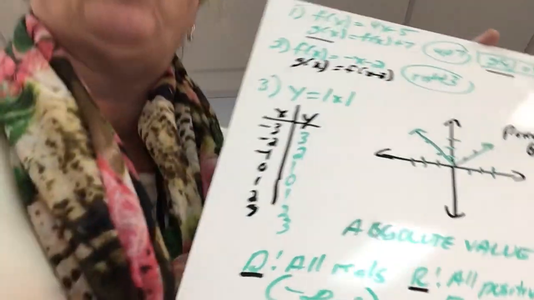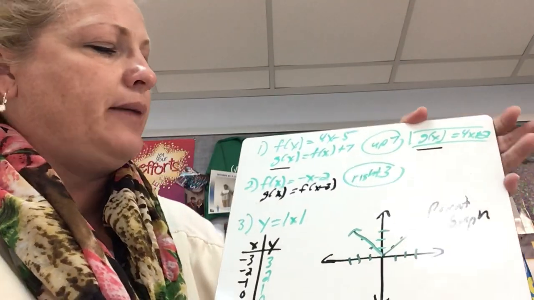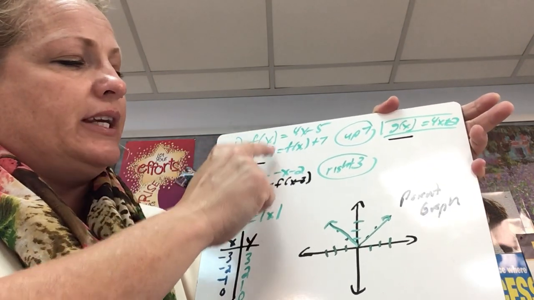So today we're going to use our transformation information to work with our next function called the absolute value function. So first of all, let's just take a look at the warm-ups. The warm-up asks, describe how G changed from F.